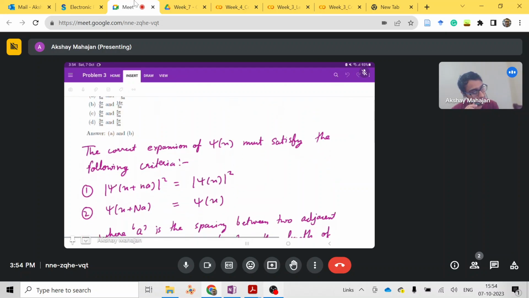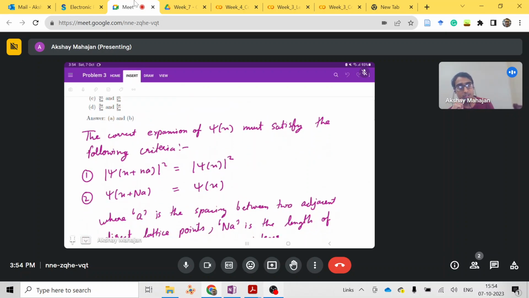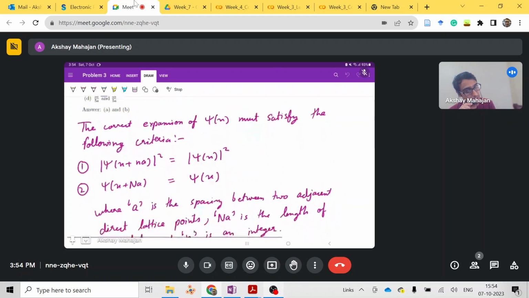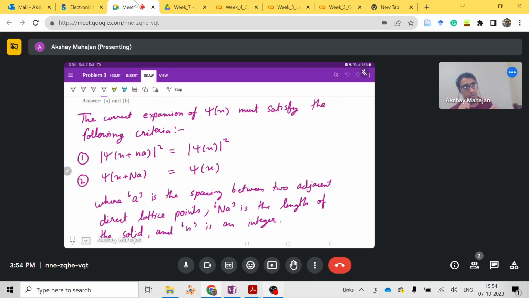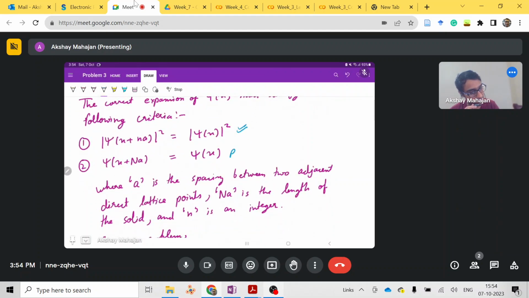Alright, so for the correct expansion of psi of x, we should remember that it has to satisfy the following criteria. One is that the probability distribution, psi of x plus na whole square, should be equal to psi of x square. So basically your probability density should have the periodicity of your direct lattice. Then you have to satisfy the periodicity as well, psi of x plus na, the periodic boundary condition. This comes from the Bloch condition, and this comes from the periodic boundary condition.